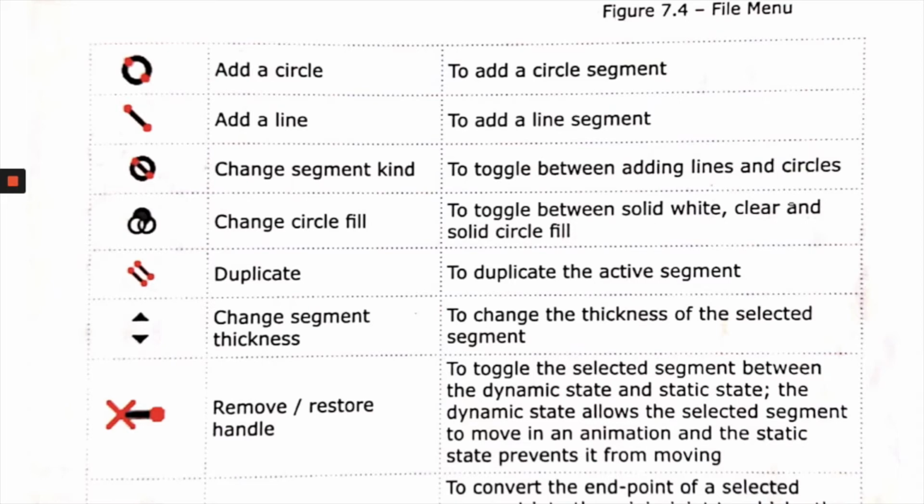The next one is remove or restore handle, to toggle the selected segment between the dynamic state and the static state. It is similar to a switch that you have at home. The dynamic state allows the selected segment to move in an animation, and the static state prevents it from moving. If you want it to move, you have to put it into dynamic state. If you don't want it to move, you have to put it in the static state.